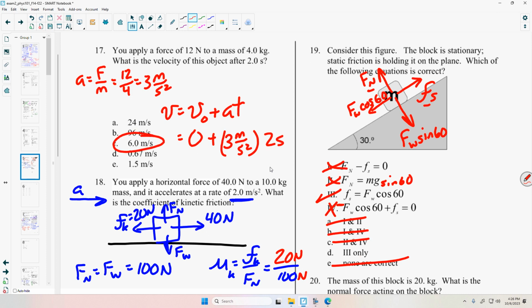Or I could ask you, what is the X position? That would be 1/2 AT squared. That would be 1/2 of 3 times 2 squared, which is equal to 6 meters. Oh, it's the same. Did I do that right? 3 times 4? That's just a fluke that it's the same. Okay, just one question like that, but let's get them all right. That's what we want to do, get them all right. Don't want to miss one.